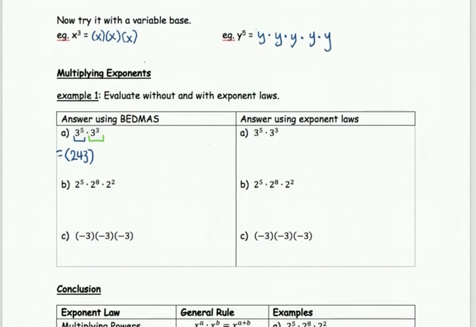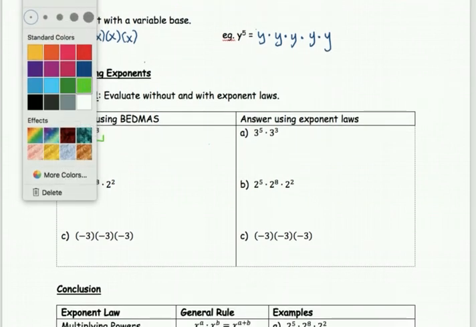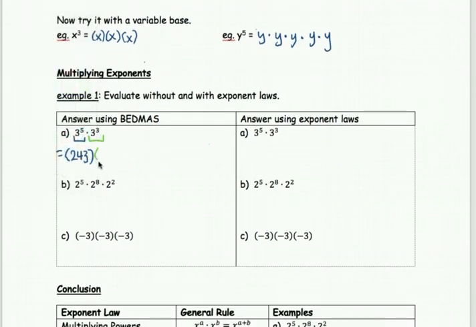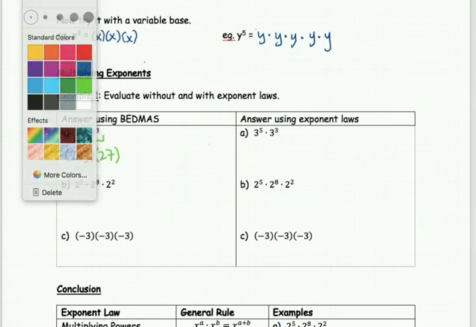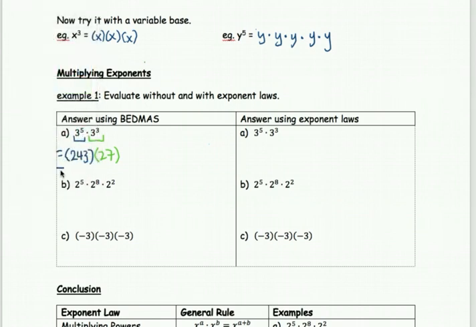All right, and then the other one, 3 to the 3, is 27. Okay, and then now let's take the product, multiply those together, and you'll end up with an answer of 6,561. Okay, so that's just using BEDMAS, going through, okay, I've got to do the exponents first before I actually multiply the values together.